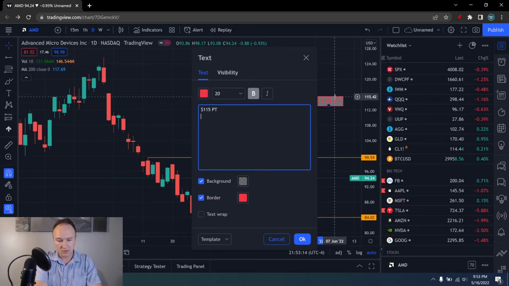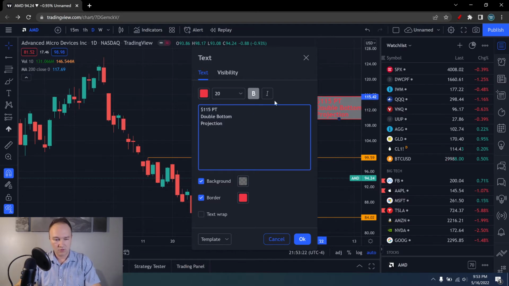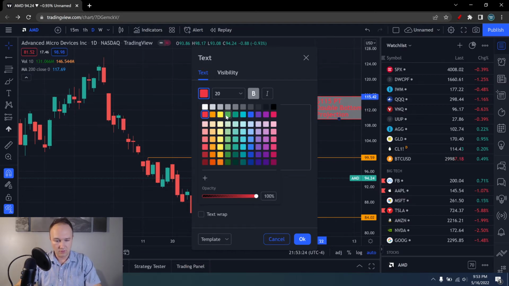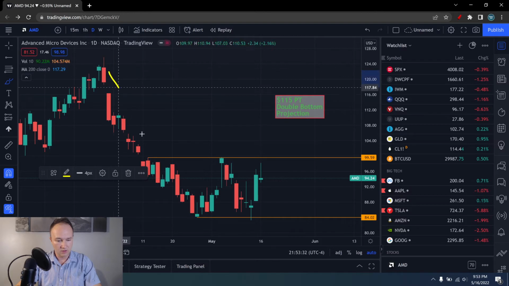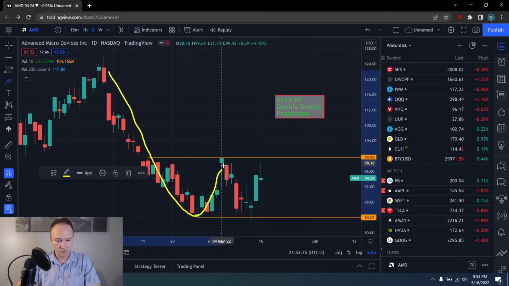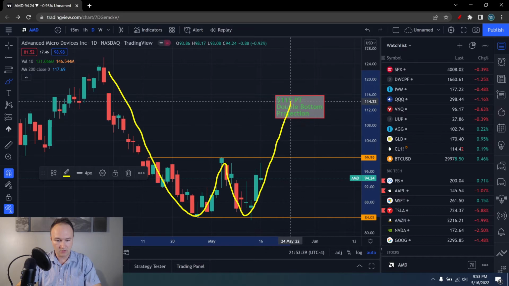Price target based on double bottom projection, something like that. I'll write it on there so that I don't forget that we have a price target right here, right? Price target based on our bottom support, create that W, and then head to 115.